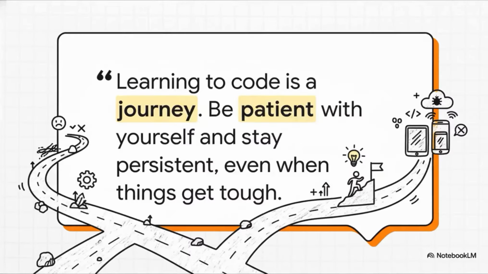So, what's the number one takeaway from this entire roadmap? It's that learning to code is a journey, not some magic trick you learn overnight. There are going to be tough days. There are going to be bugs that drive you crazy. But the key is patience and persistence. Every single step on this roadmap is a step towards your goal. So the only question left is, which path are you going to start on?